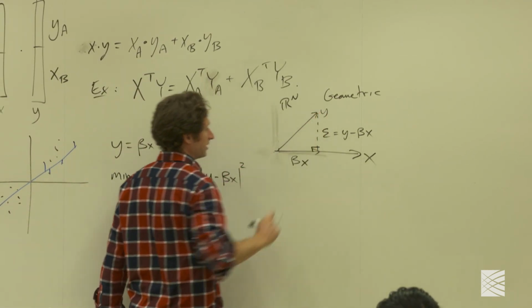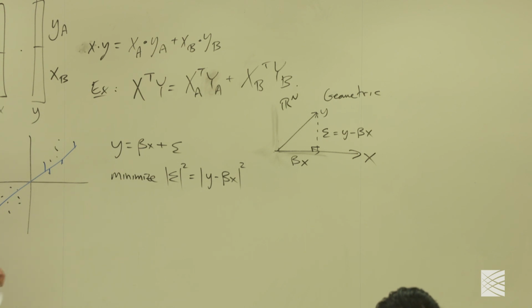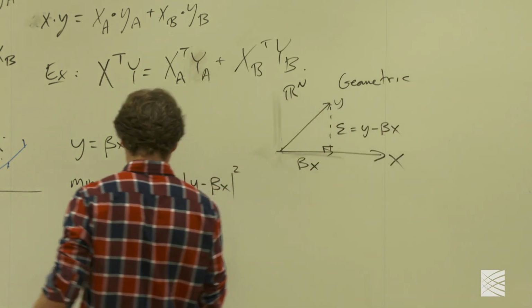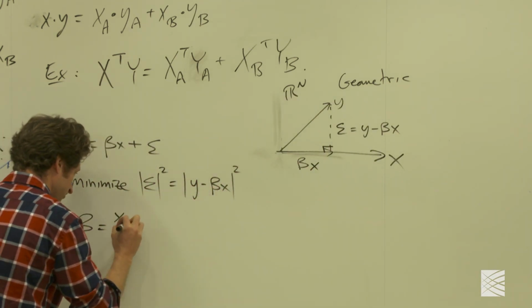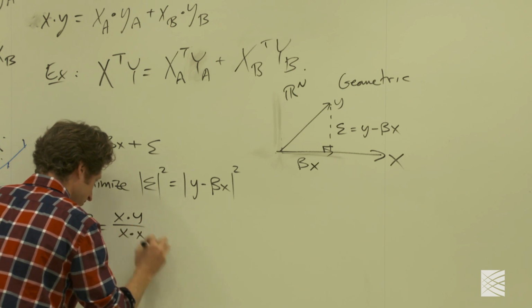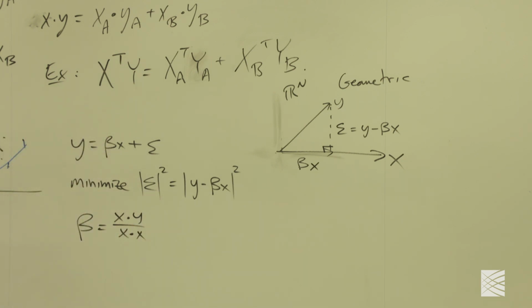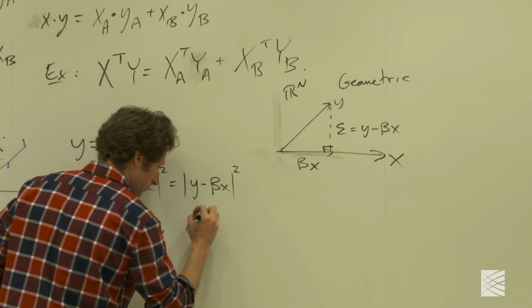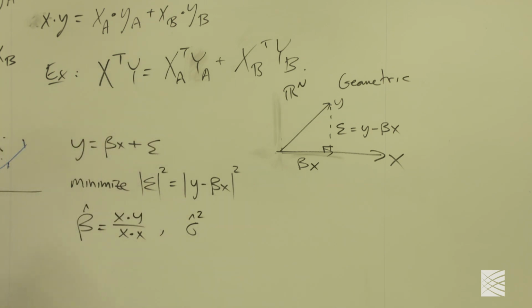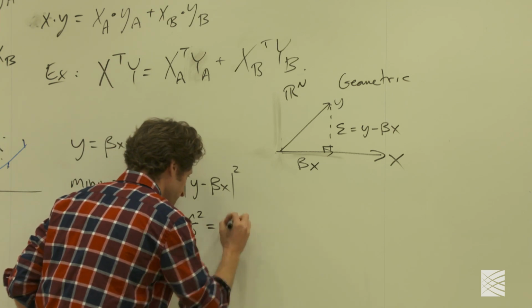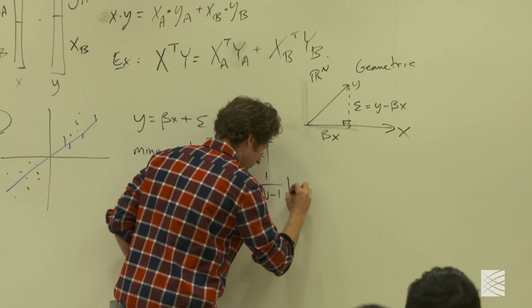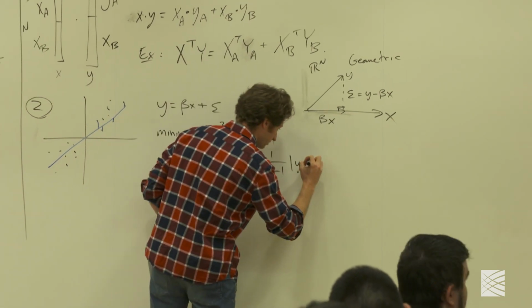The thing we're minimizing is literally that squared length. Okay. So if you remember back to vector geometry, this gives us a formula that beta should be x dot y over x dot x. That's just in terms of dot products. That's nice. And the other thing we're going to need is the estimate of the standard error, or the squared standard error, if we want to compute, say, a t-statistic and a p-value. And so the unbiased estimate is 1 over n minus 1 times the squared residual. It's the mean squared error.